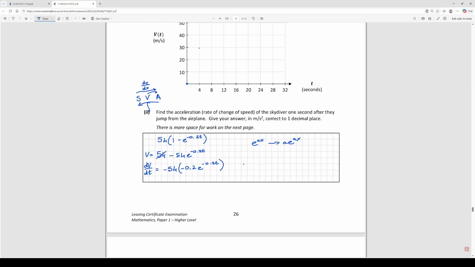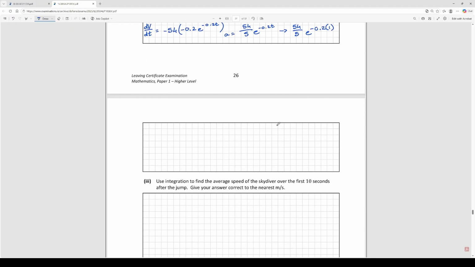If we multiply that in, we'd get 54 over 5, e to the minus 0.2t. Now, they said find the acceleration of the skydiver 1 second after they jump from the plane. So what I've found here is dv/dt, which is the acceleration formula. Now, what they want me to do is just sub in 1 everywhere we see t. So again, I'm not going to type that in. You guys will be able to type it in, but all they want you to type in on your calculator is this, and that should tell you the acceleration. Round it to 1 decimal place.